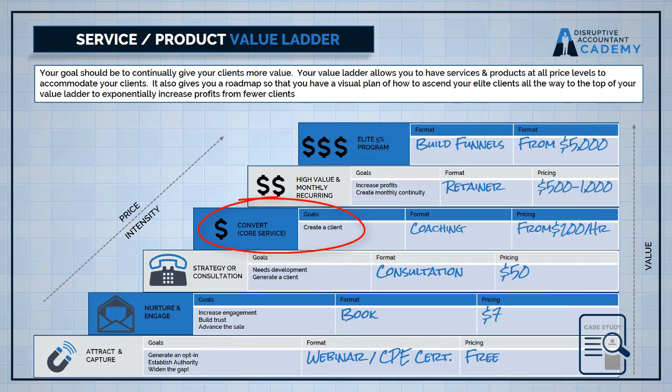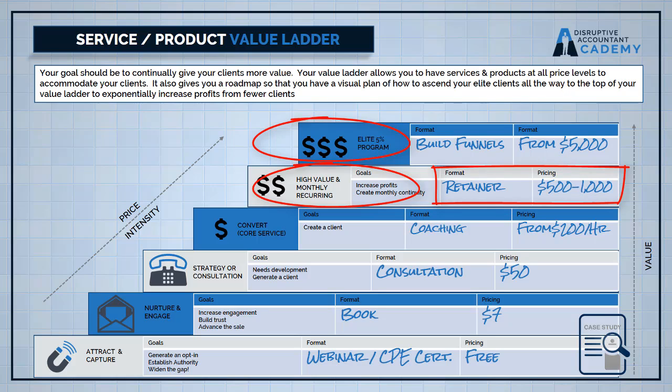Now here's the important part. A good value ladder is going to have some type of recurring monthly revenue. And it's also going to have a very high ticket product because there's a small portion of your clients, normally about 5%, that will pay you very handsomely if you give them the opportunity to do so. So what I did is I offered a retainer service as a monthly recurring income generator. And then, of course, I went ahead and I actually built and implemented sales funnels for my clients. And this was my high ticket item.